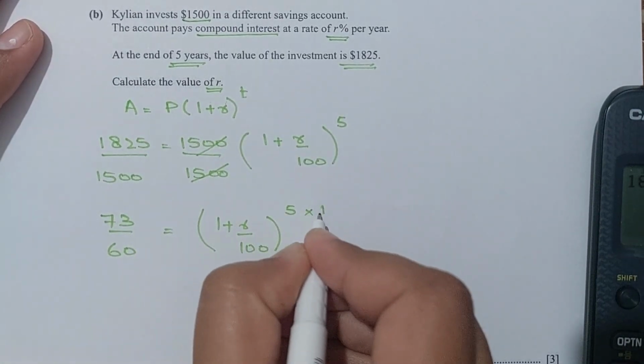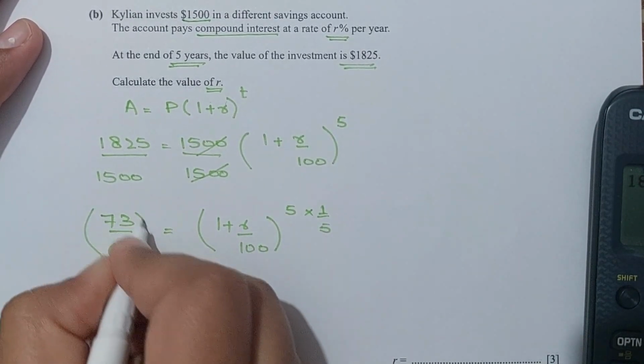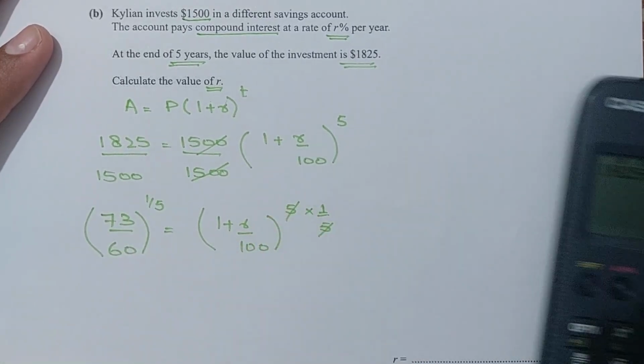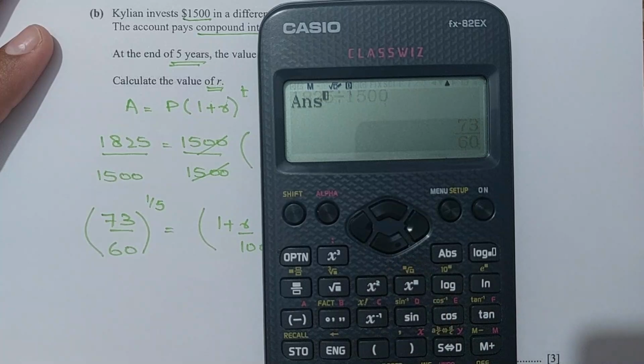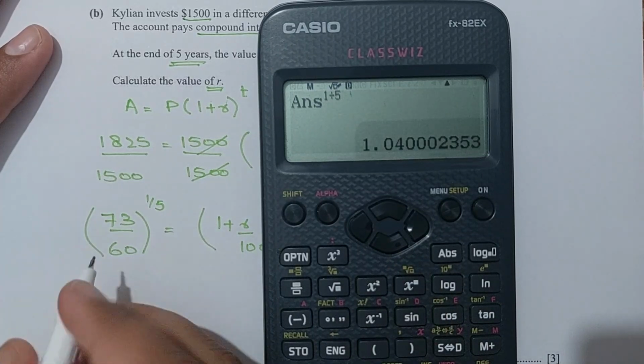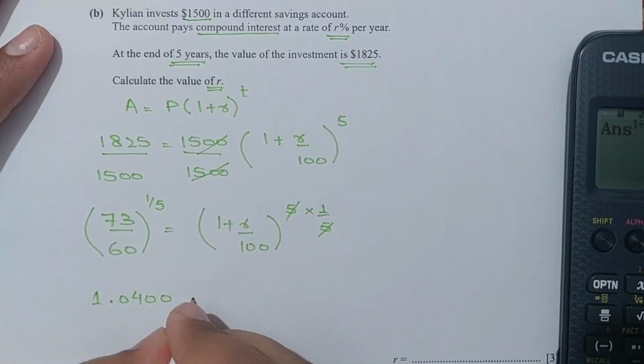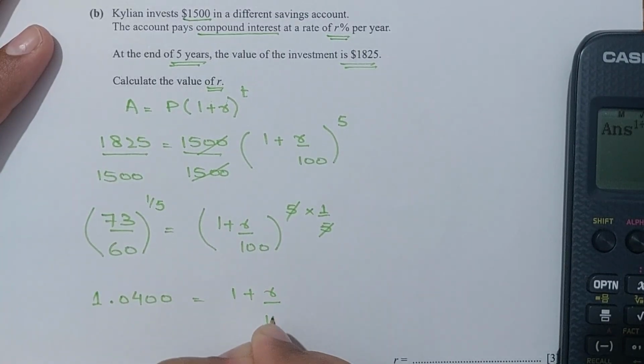So, taking the power 1 by 5 on both sides. Okay, this power we get rid of. 72 over 60 to the power 1 by 5 is this much, 1.0400. That is equal to 1 plus R over 100. Now the next step is to get rid of this 1.